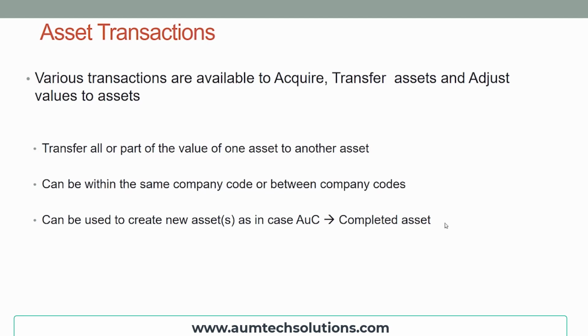Or there is some asset in the furniture asset class, but due to some changes in the business rules, we need to transfer the asset from the furniture class to the computers. So that is again an intracompany asset transfer. The other is an intercompany asset transfer. Intercompany asset transfer happens from one company code to another company code.